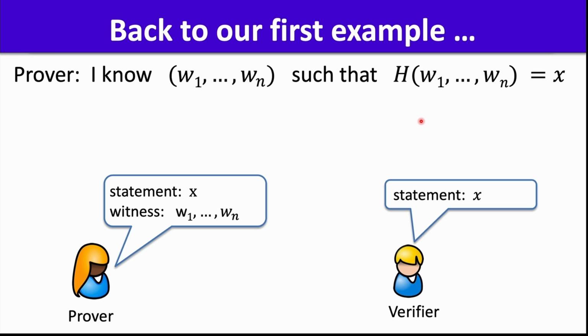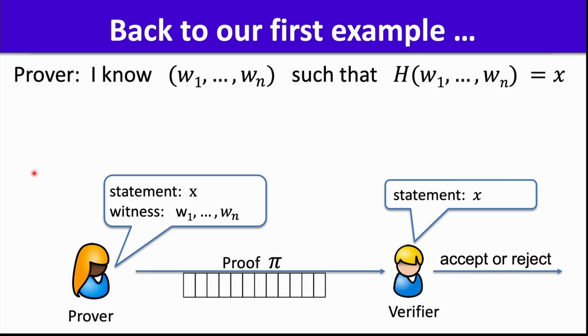So again, just to show you how remarkable these SNARKs are, let's go back to our first example where we wanted to prove that we know a witness W1 to Wn such that SHA-256 of this witness is equal to X. So here, the statement that's given to the verifier is X. In our earlier example, X was just equal to 0, but X could be anything. The witness is W1 to Wn, and so the prover has both the statement and the witness, and it's able to produce a proof that the verifier will accept if the proof is valid.